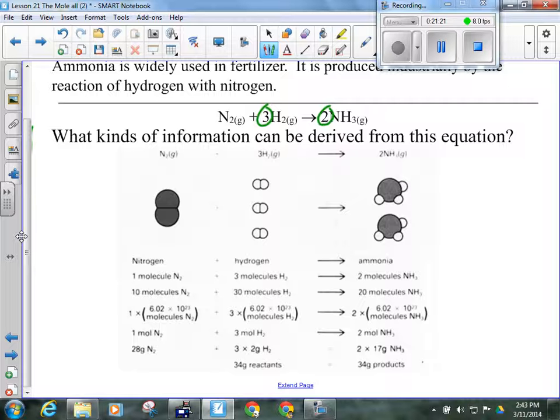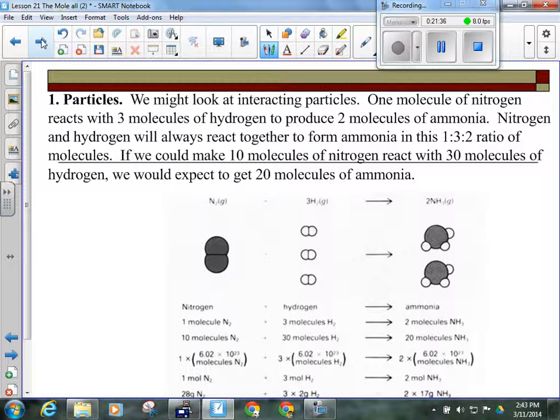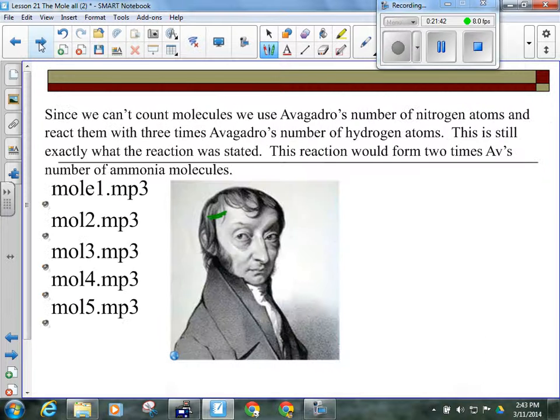So essentially what we're saying is those coefficients could mean 1 molecule, 10 molecules, 1 mole, 10 moles. It's just a ratio. There's 1 to this to 3 of that whenever they react. That's kind of what this is going through here. It could mean literally the number of particles, 1 particle of this to 3 particles of that, whatever.